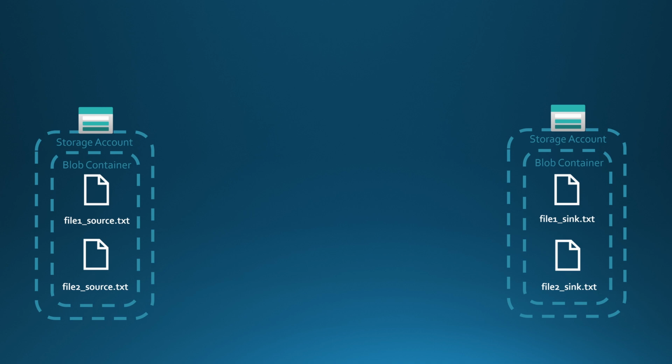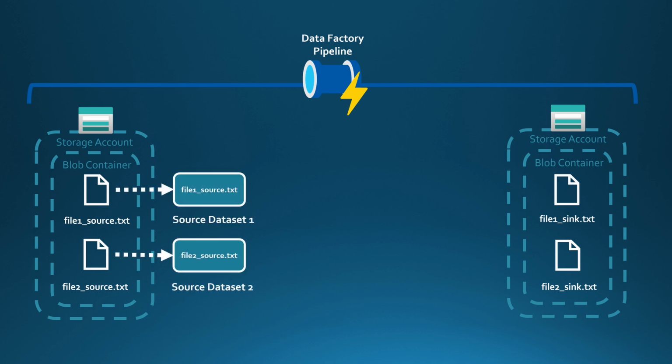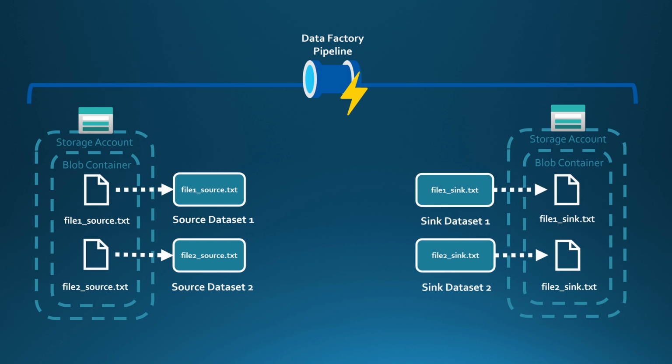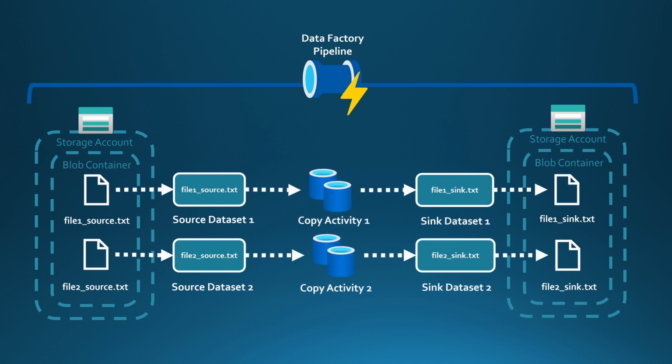And because this is a Data Factory series, we are going to use a Data Factory pipeline to do this binary copy for us. First, we would have to create two datasets in Data Factory to describe the source files. Then we would have to create another two datasets in Data Factory to describe the sync files. After this, we can configure two copy activities to copy these files from the source blob container to the sync blob container. This setup is all good and fine and does the job.